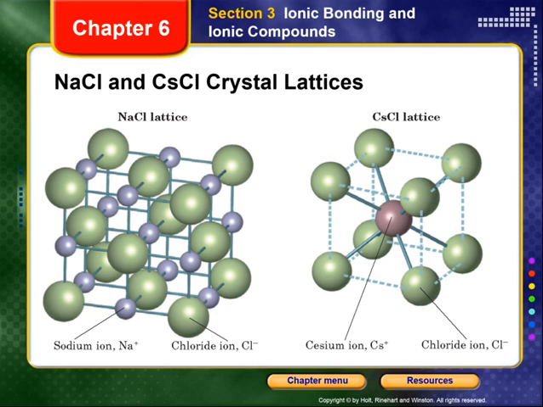And so there are different types of crystal lattices. We have the NaCl lattice, alternating sodium and chloride ions. And you can see how each ion is surrounded by multiple ions of opposite charge. Even when we go for a different formula unit, here we have cesium and chloride, we still have a particular ion surrounded by ions of opposite charge.